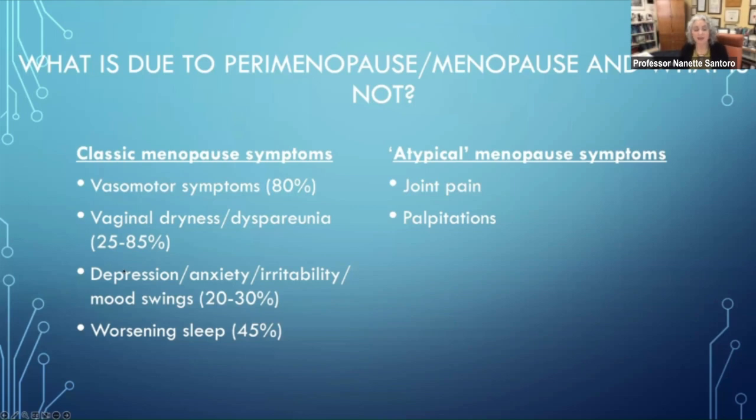Depression, anxiety, irritability, and mood swings, about 20–30% of women, we know depressive symptoms go up, again, worst in the late transition, but they can persist. And worsening sleep is reported by a sizable portion of women, almost half. Now, there are some atypical menopause symptoms. Joint pain is one.